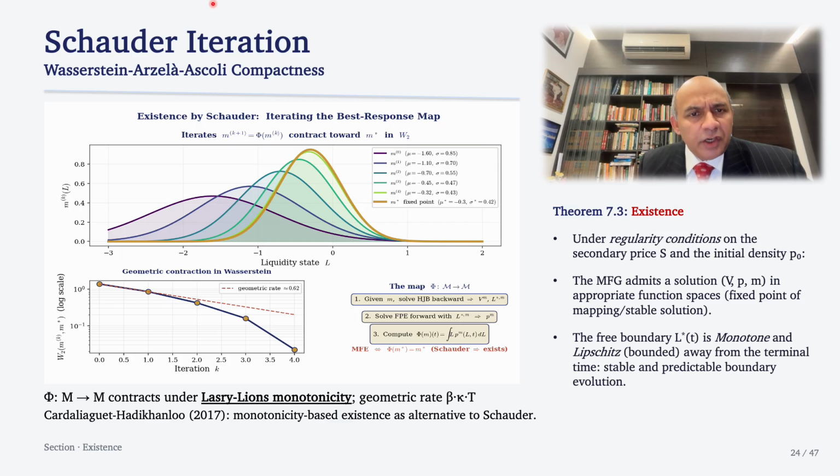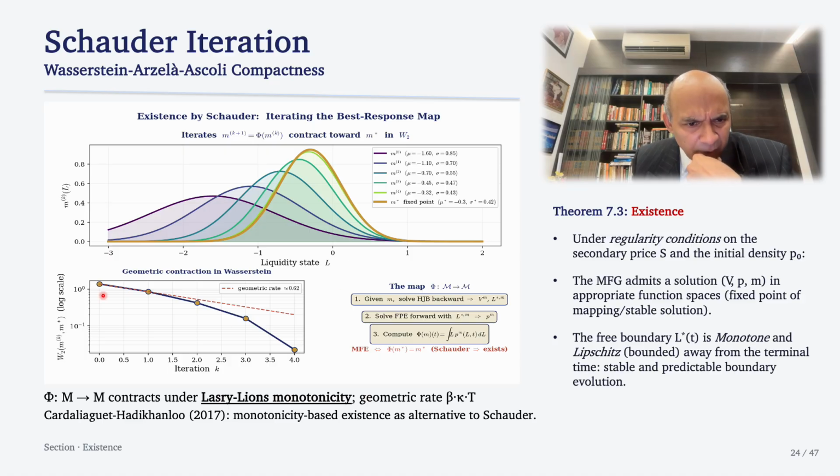In terms of the Schauder iteration, the three Schauder conditions are verified by standard parabolic regularity for FPE. And as discussed, we are combining that with the Wasserstein Arzelà-Ascoli theorem for compactness and continuous dependence of HJB and FPE on coefficients in W2 for continuity. Finally, under Lasry-Lions monotonicity, the iteration contracts at a geometric rate proportional to beta kappa t.